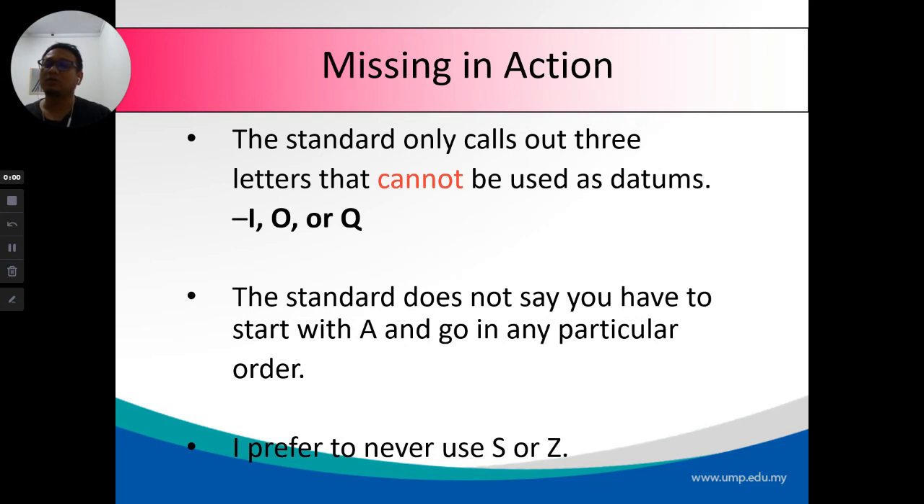The standard only calls out three letters that cannot be used as datums: I, O, Q. The standard does not say you have to start with A and go in a particular order. I prefer never to use S or Z. For example, you don't use O because it mostly refers to the center axis. Q is similar to O. I is an index.